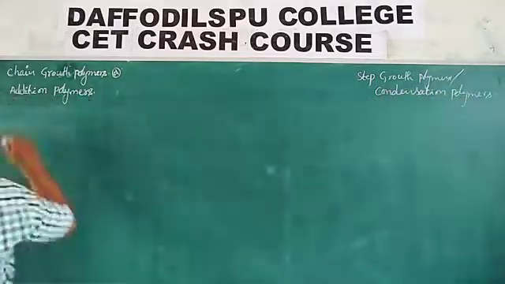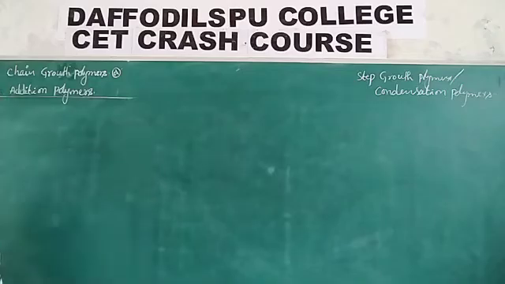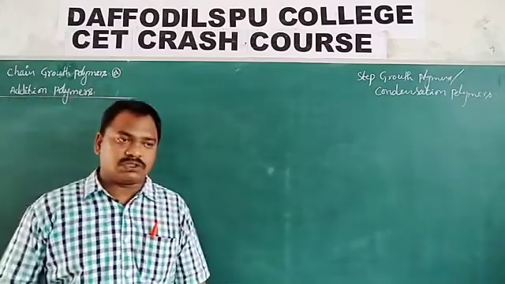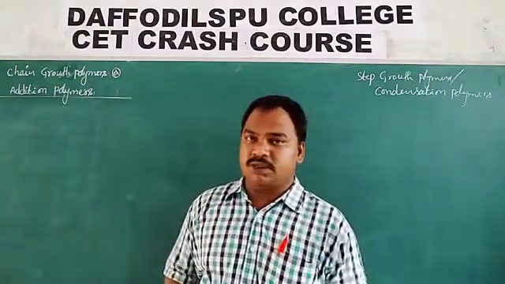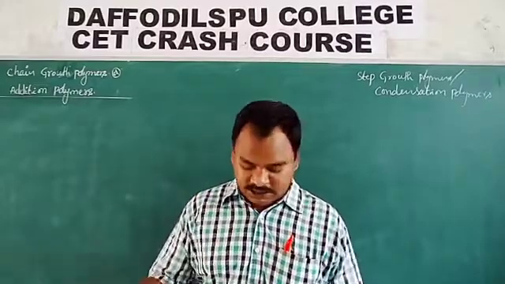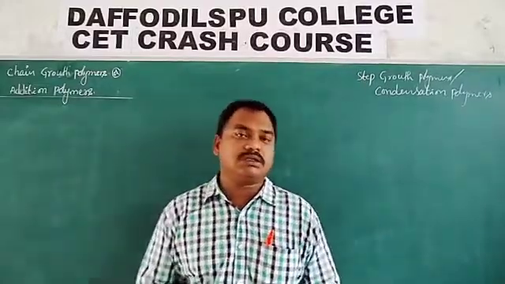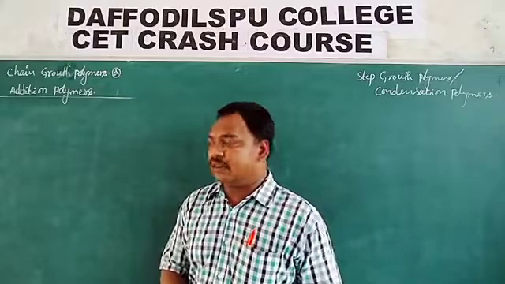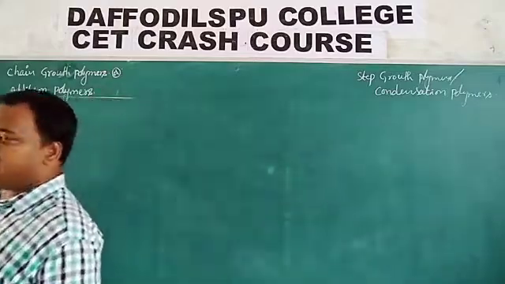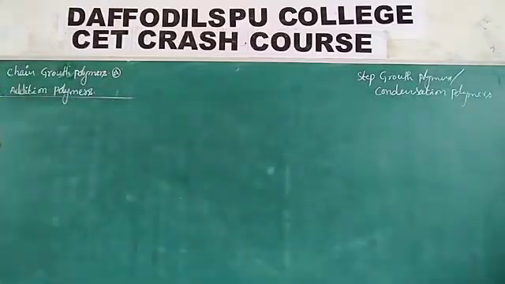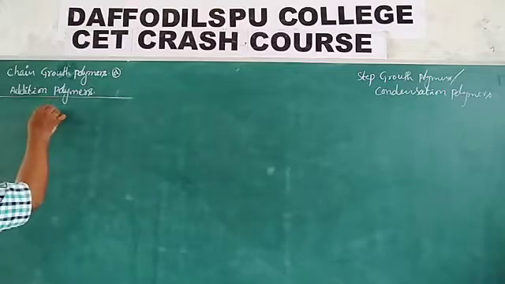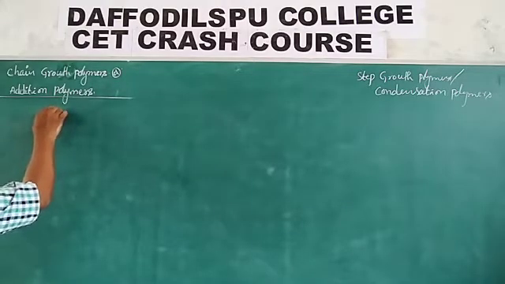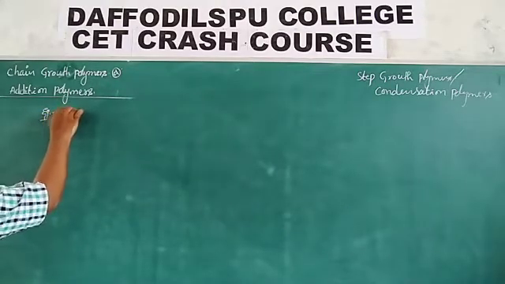Now we have to look at the examples. Chain growth polymers are those in which monomeric units simply add to one another. That's it. Monomeric units simply add to one another. So those kinds of polymers are known as chain growth polymers. Examples for chain growth polymers are polythene.